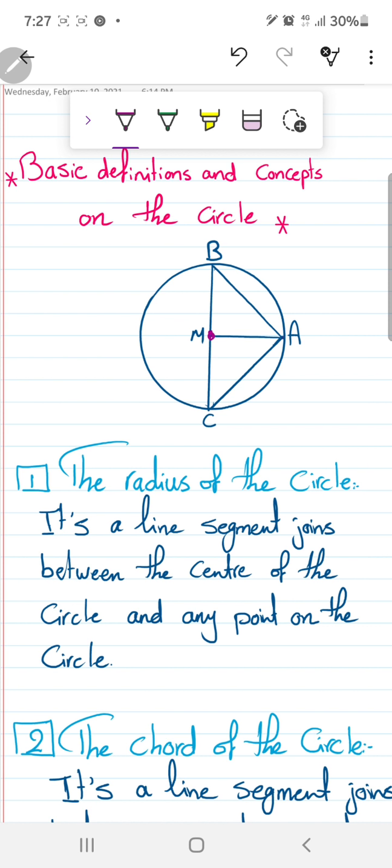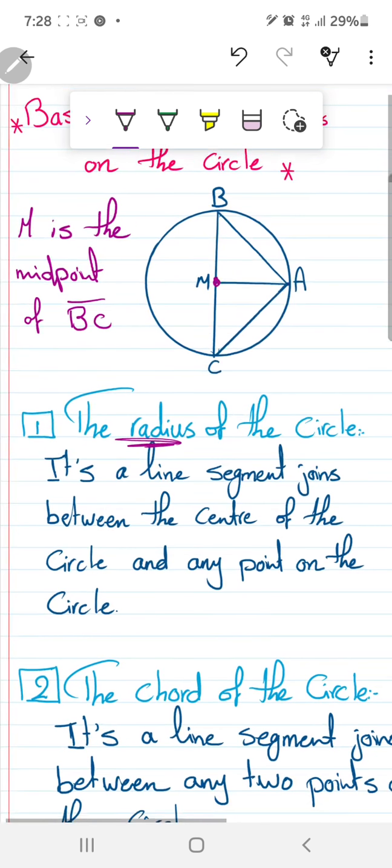Okay? We have some definitions. Before the definition here, M is the midpoint. So M here is the midpoint of BC. What's the meaning of midpoint? MB equals MC. Okay. And we have a name for MB and MC. It is called a radius. Two radii.